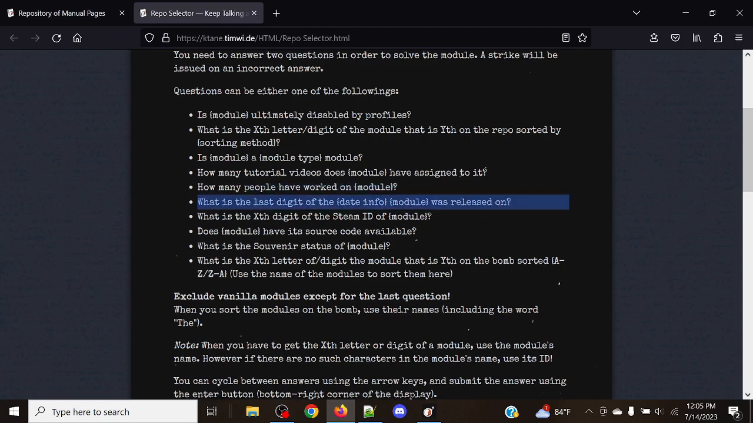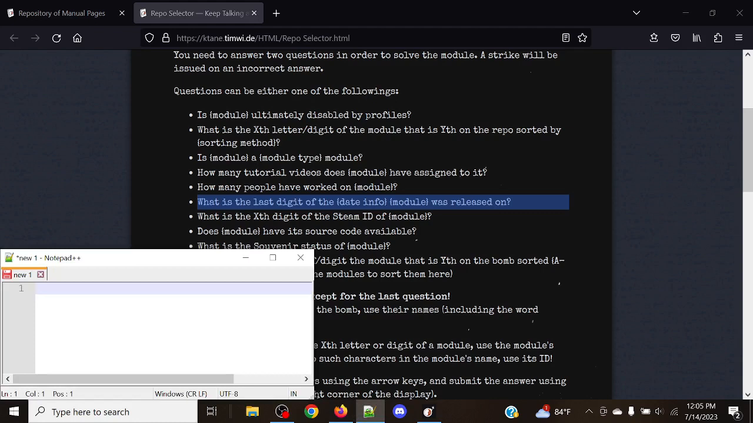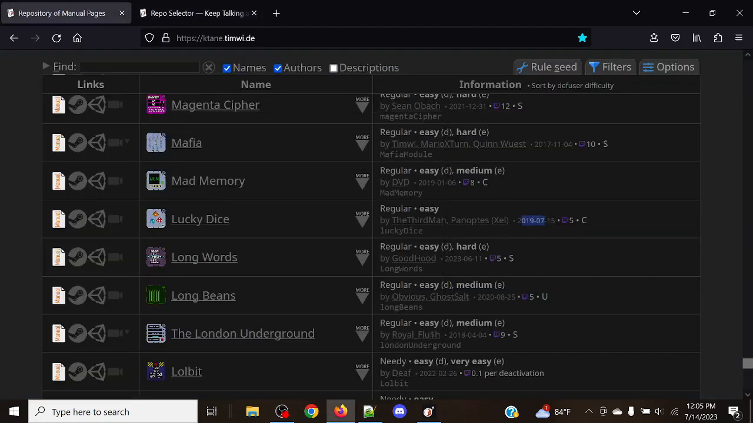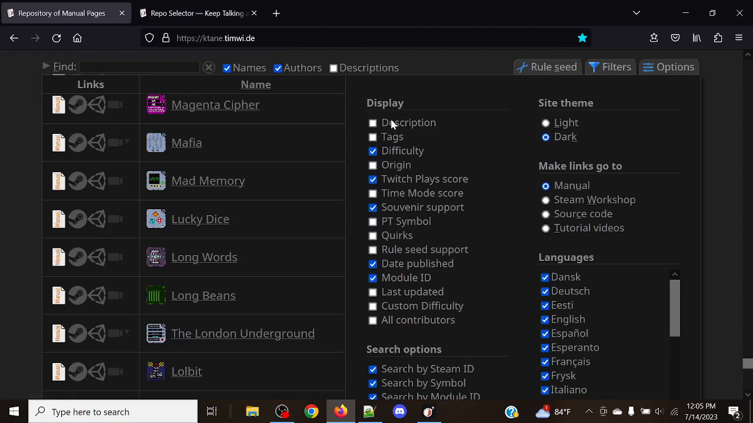So next up, what was the last digit of the date info of when a specific module was released? This is going to ask you for the last digit of a year, a month, or a day for when this module was released. In this case, you can find the release dates over here. It is important that you do have these options displayed: date published, module ID, souvenir support, Twitch play support, and difficulties.